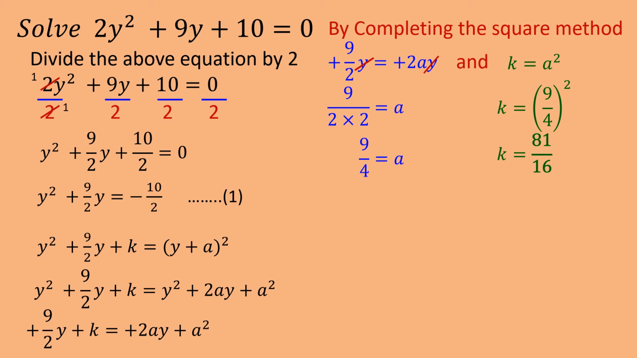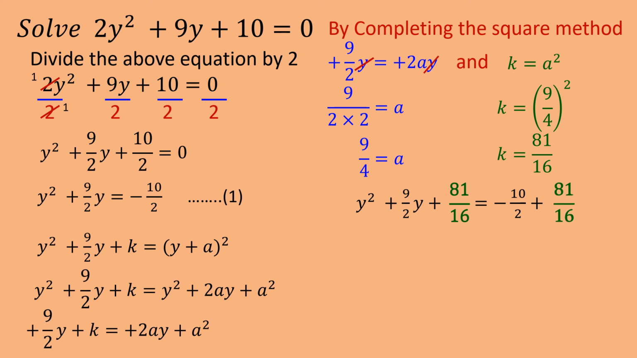Can we add it only in equation 1 to the left side? No, because that will imbalance your equation. Do not make it lopsided. Therefore, we will add 81 upon 16 on both sides of equation 1. See here, the space is left. Yes, see from where it is coming. This side also and this side also we got.